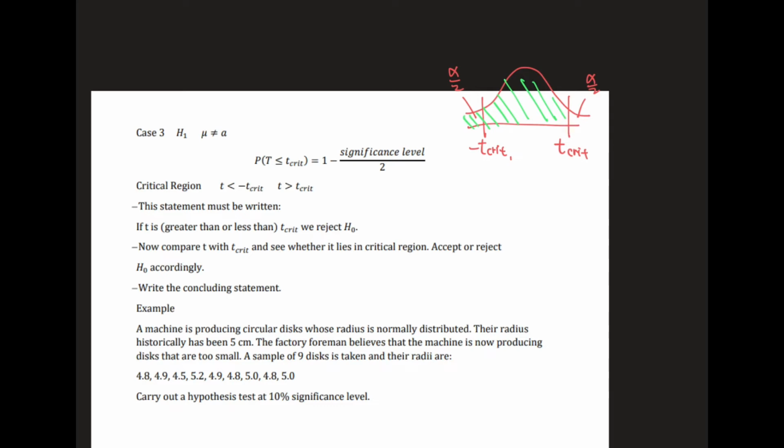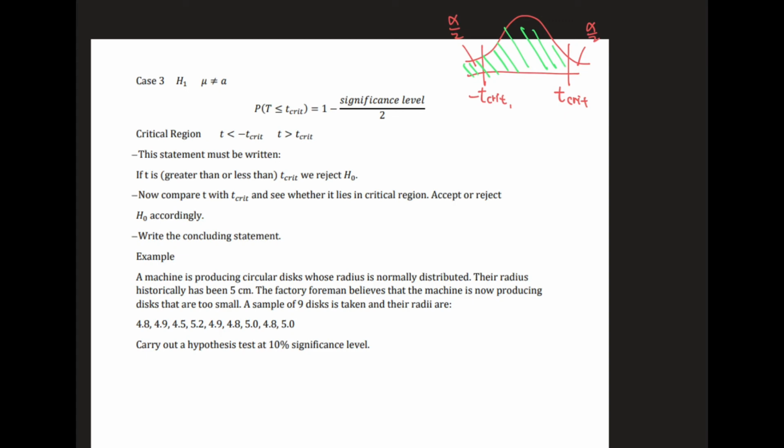Okay, now let's move on. This statement must be written in this way: if t is greater than or less than the t critical, we reject H0. Now compare t with t critical and see whether it lies in the critical region. If it lies in the critical region, we reject H0. If it doesn't lie in the critical region, then we accept H0. So write the concluding statement. The whole process is like that, kind of complicated.